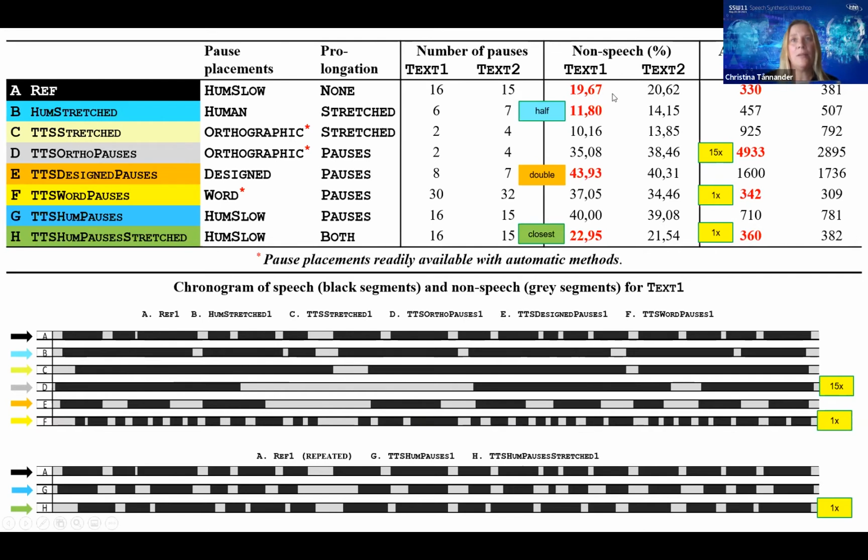The reference utterance in text 1 contained 20% non-speech. The human recording with a normal speaking rate, half of it. TTS design pauses, the double, and H, TTS human pauses stretch, is the one that got closest to the reference reading. And finally, the last column shows the average pause durations, 330 milliseconds in the reference stimuli for text 1. And you can see that, again, the green one is the one that matches the reference reading the best. Then you have the TTS orthographic pauses, where pauses were inserted at just a couple or 3 or 4 locations. Those pauses got really long, about 5 seconds. This is 15 times the average pause duration of the references.